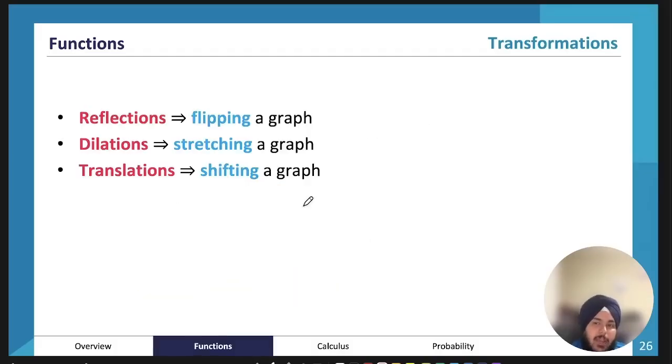So here are the different types of transformations. We can have a reflection, a dilation, or a translation. Reflection, as the name suggests, is flipping a graph, either in the x-axis or the y-axis, so either going like this or going like this. Dilation is like stretching or compacting the graph, so it's either going like this or coming back closer together. And translation is just shifting the graph to the left or to the right.